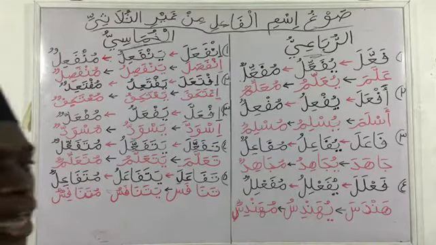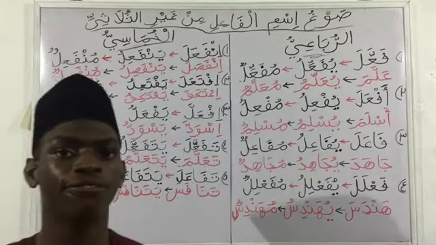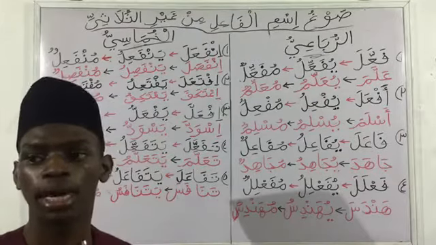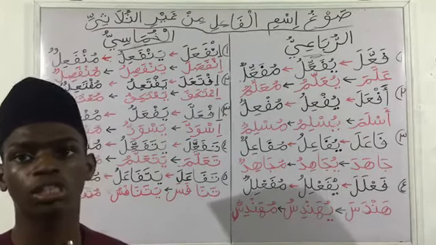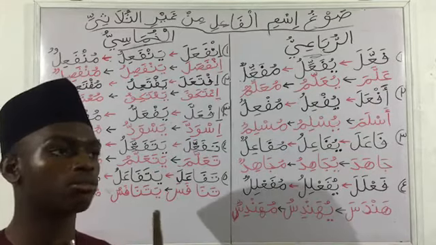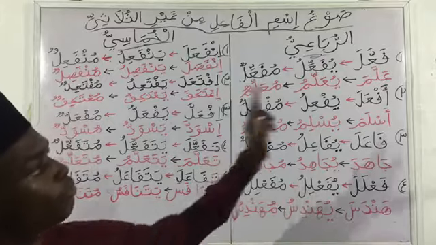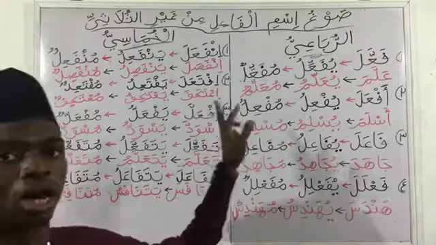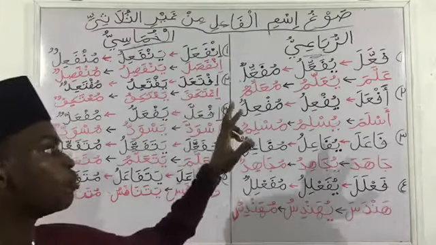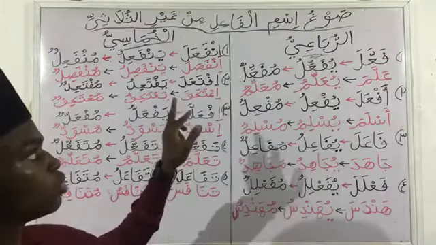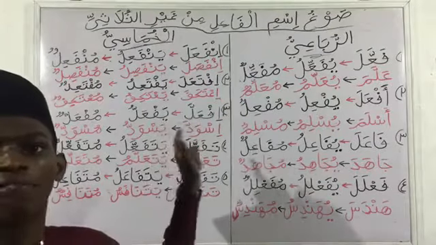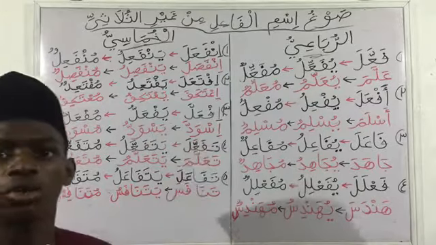So I believe by now we understand how to turn any fi'l. If you see any fi'l anywhere, we can always turn it into Ismul Faail, whether it is khumasi or ruba'i. In two simple steps, we turn the fi'l al-madi into mudari', then we clean the harful mudari' and turn it into mim dhamma, and we now have our Ismul Fa'il. So I hope you understand that.